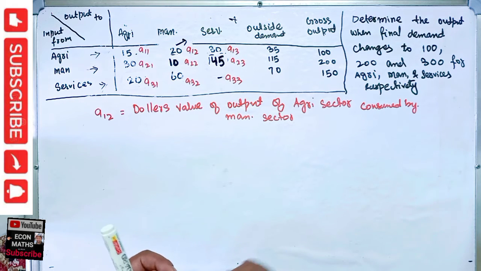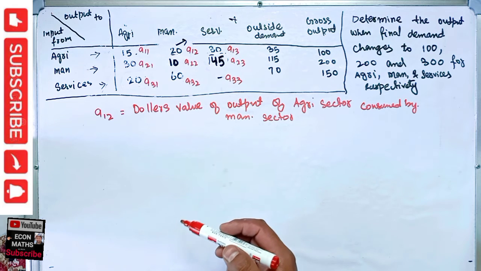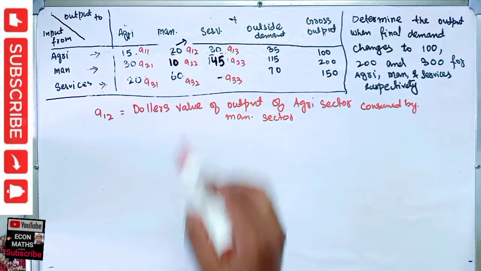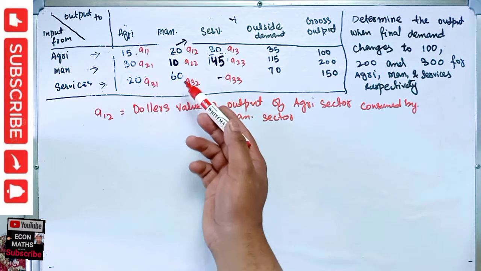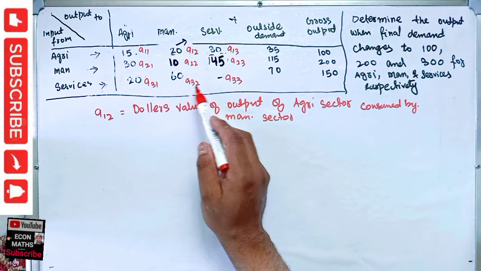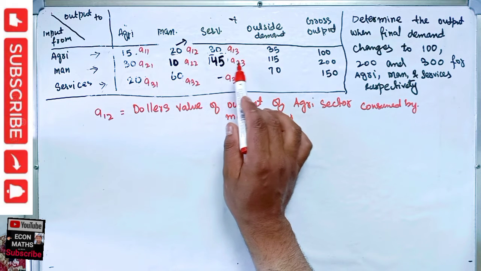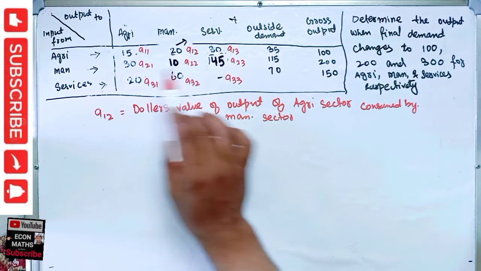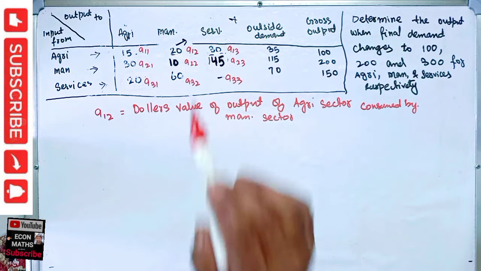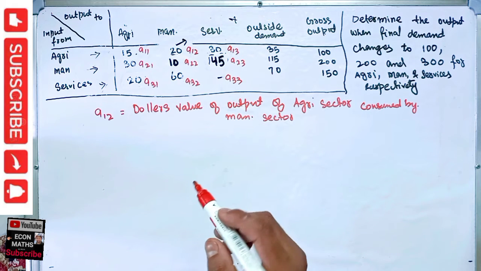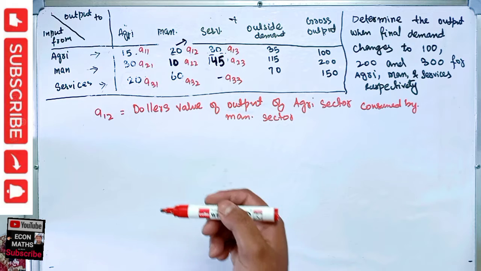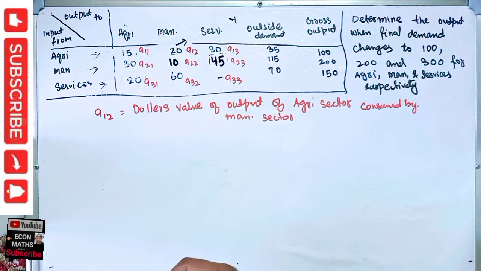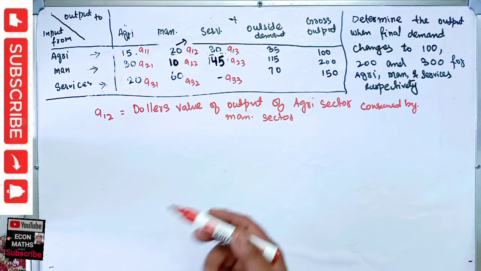First of all, we will try to form a matrix. Similarly, we have A12, A13, and you can easily get what these numbers tell. Let us say this A23: this very number tells us the dollars value of output of the manufacturing sector consumed by the service sector. So first of all, we will try to see the per unit output produced by each industry.